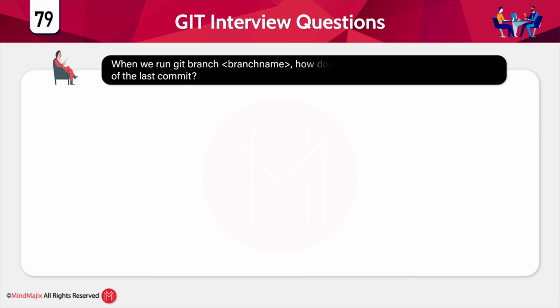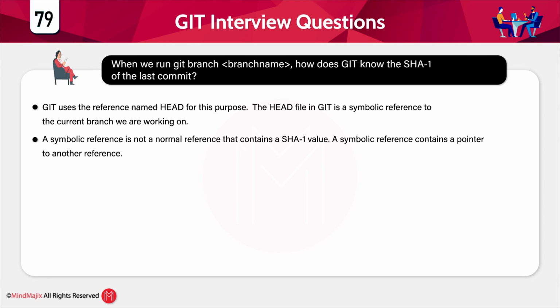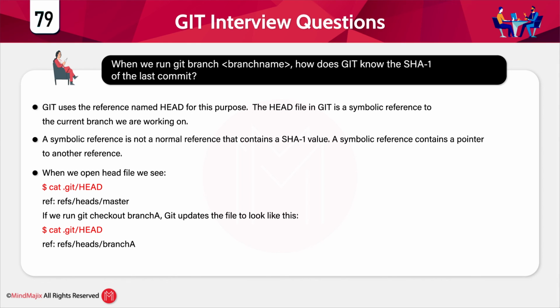When we run git branch name, how does Git know the SHA-1 of the last commit? Git uses a reference named HEAD for this purpose. The HEAD file in Git is a symbolic reference to the current branch we are working on. A symbolic reference is not a normal reference that contains a SHA value. It contains a pointer to another reference.